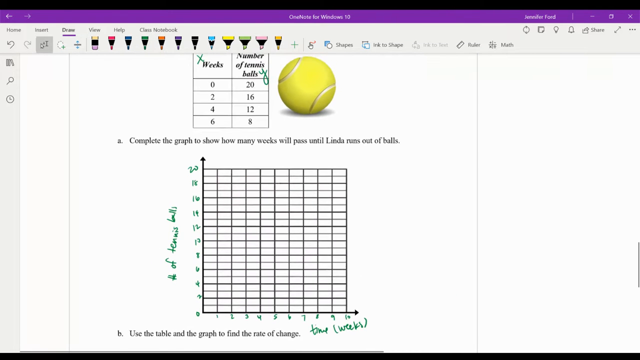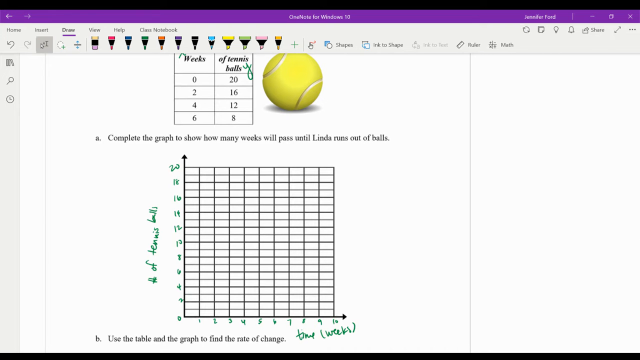So now at 0 weeks, she's got 20 tennis balls. At 2 weeks, she has 16 tennis balls. Wait. Yeah, that's 2 weeks. Hold on. What's going on? And then at 4 weeks, she has 12 tennis balls. And then at 6 weeks, she has 8 tennis balls. All right.